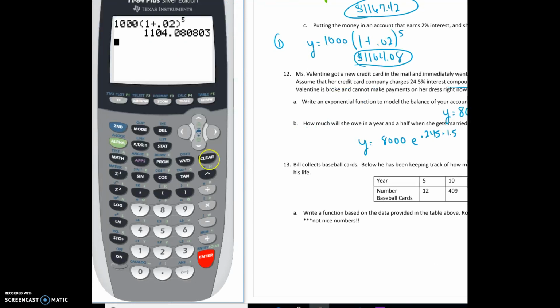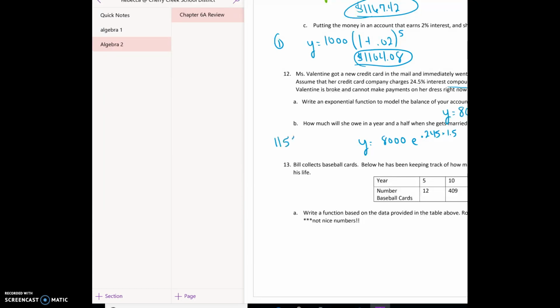And I'm going to just be on the main screen, and I'm going to do 8,000, second ln for the E. It does the exponent, so I can just do 0.245 times 1.5. In the old operating systems, this exponent is being wrapped in parentheses, so you should close it now. I'm going to hit enter, and she will have to pay $11,552.96. After a year and a half, that's an expensive wedding dress.